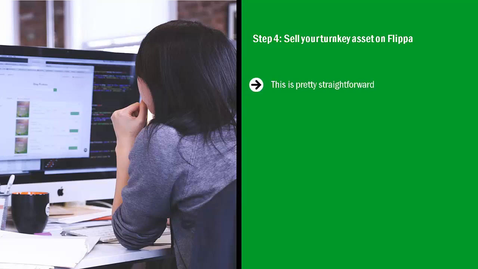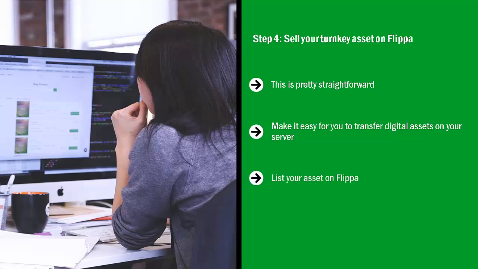Step 4. Sell your turnkey asset on Flippa. This is pretty straightforward. List the turnkey asset that you have built and sell it on Flippa. Ideally, you should have the website ready for transfer on your server. It should have its own dedicated domain name. Make it easy for you to transfer digital assets on your server. Coordinate with the technical support people at your host to ensure that the assets that you plan on selling are very easy to move. List your asset on Flippa.